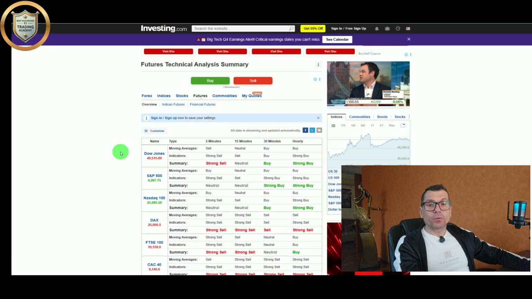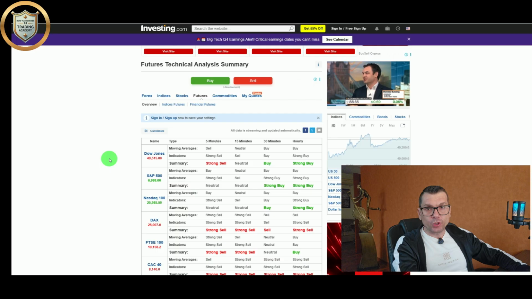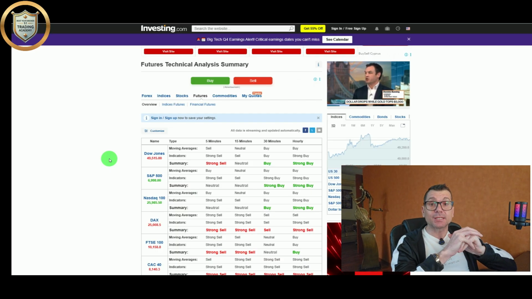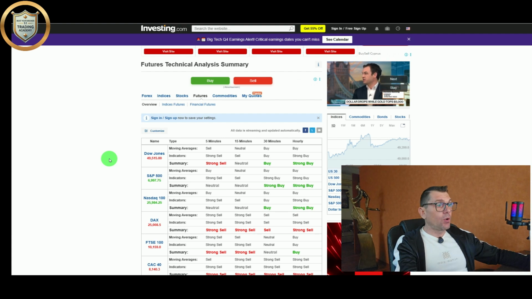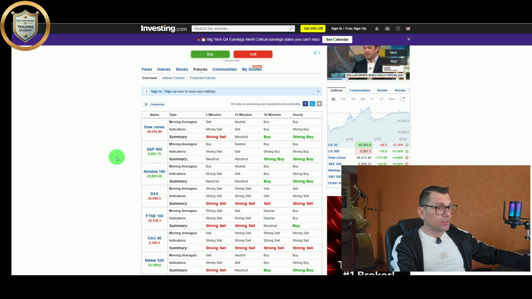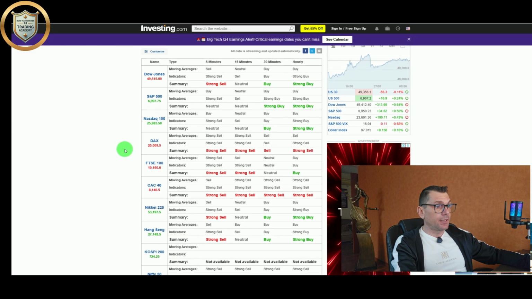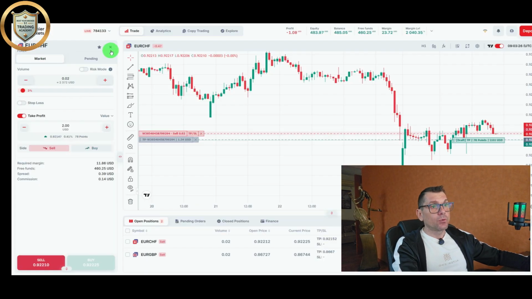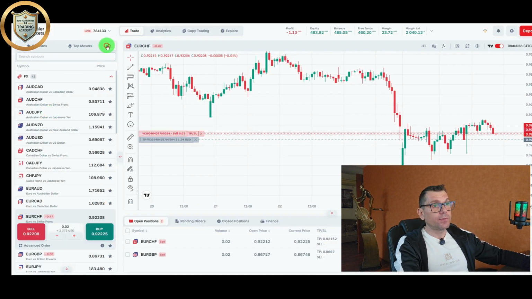Now, look, remember we discussed indices last time, and I told you that an index is a basket of the biggest companies inside a specific country. So now we're going to observe if there's any opportunity with some indices. And look what it says here: CAC 40, that's a French index. Let's observe that. We're going to go to indices now.